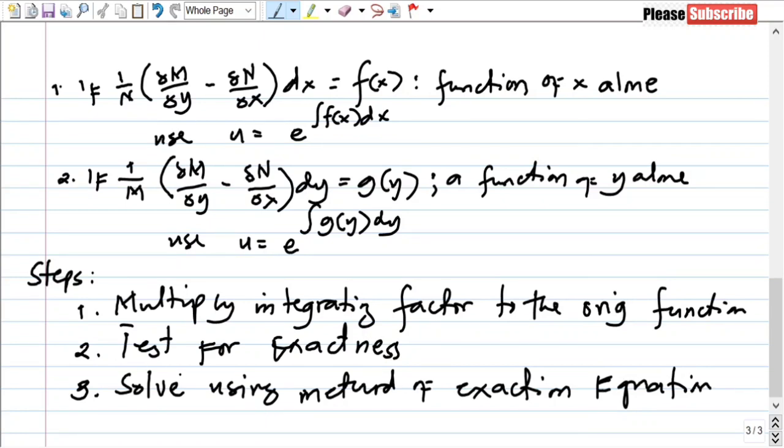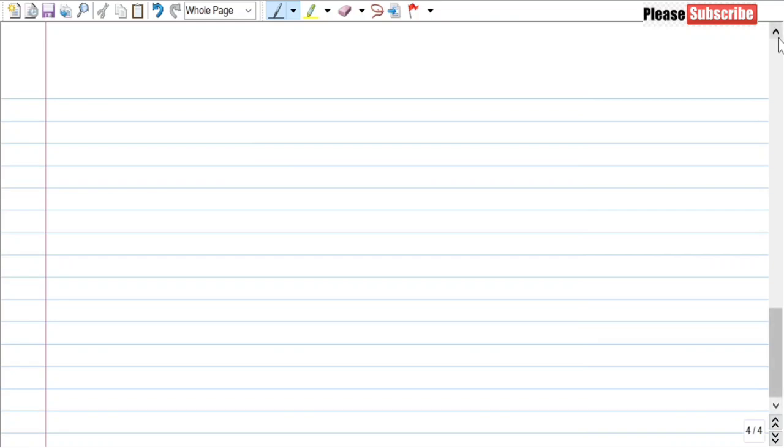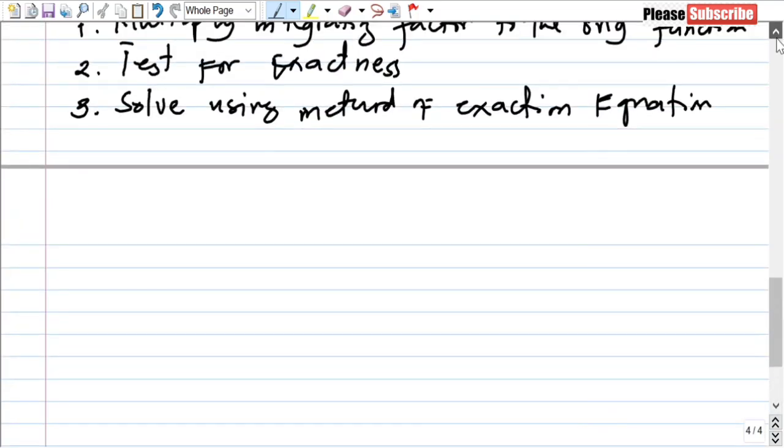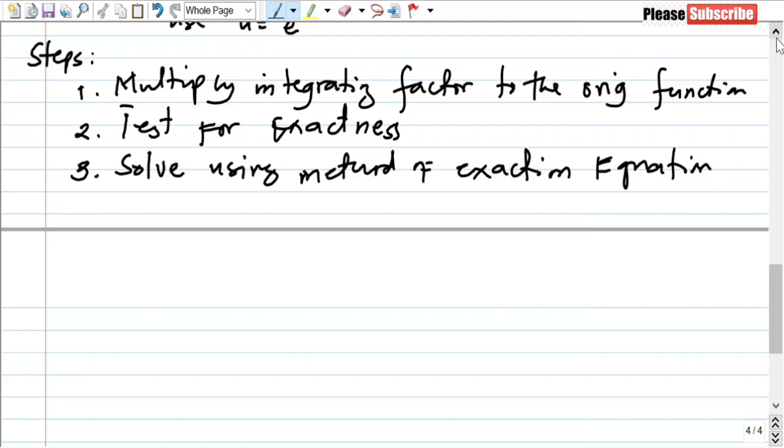Now, kung hindi siya exact, nung nag-test for exactness ka, ano ibig sabihin nun? Mali yung nakuha mong integrating factor. So, check mo ulit yung solution mo, pabalik, para makuha mo yung integrating factor. Kasi previously na-test mo na hindi siya exact, non-exact. So, maghanap ka ngayon ng integrating factor na i-multiply mo din sa function para maging exact siya. So, ganun.